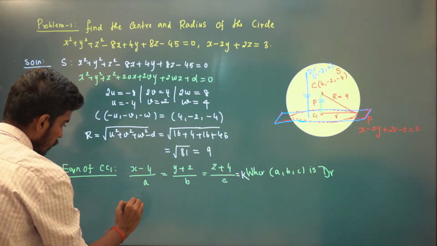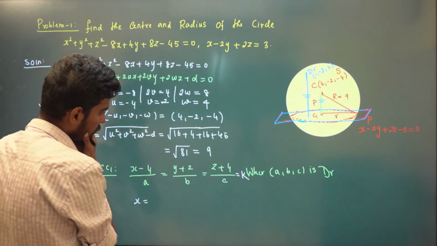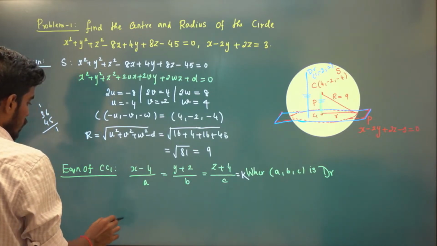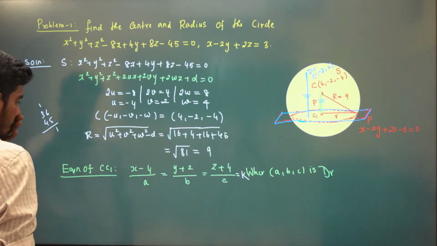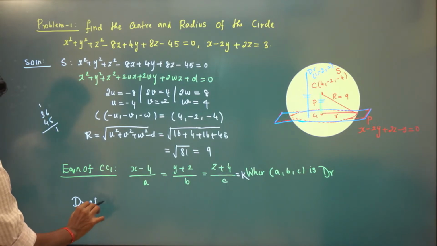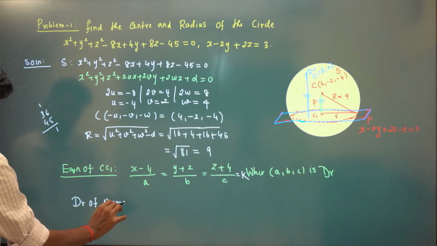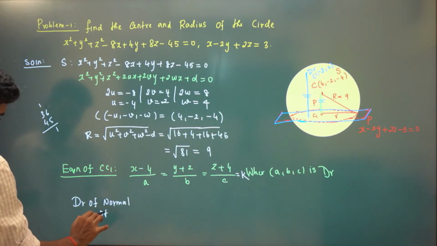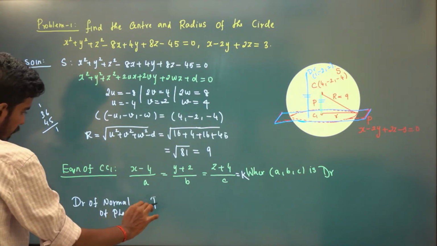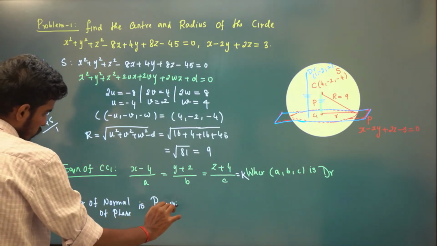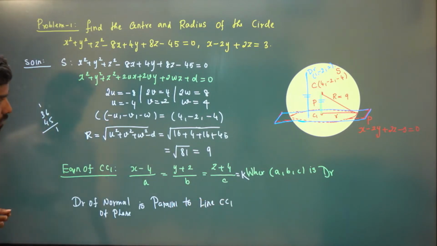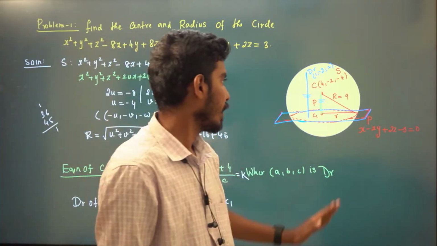So that means we will have, okay, let us say it is equal to some k. Now, what is the direction ratio of normal? The direction ratio of the normal of the plane is parallel to the line CC1. Yes or no? These two are parallel.